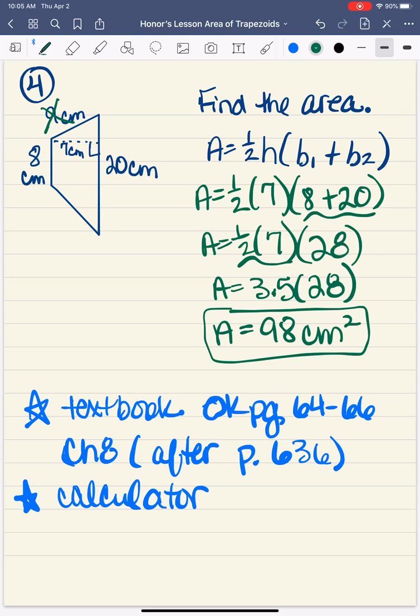So if you want to look in your textbook, they're on those Oklahoma pages. Remember, Oklahoma pages are just because our book throws in Oklahoma skills. So it is found in chapter 8. If you find regular page 636, then you should be right around that page. And make sure you use your calculator.